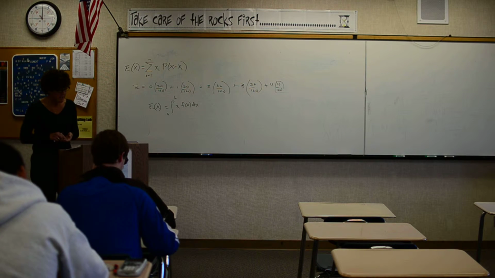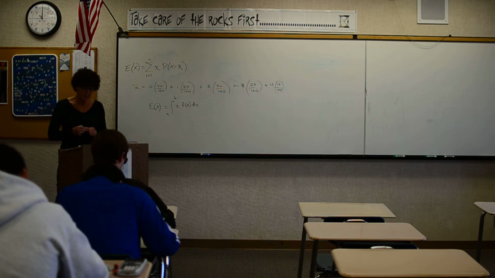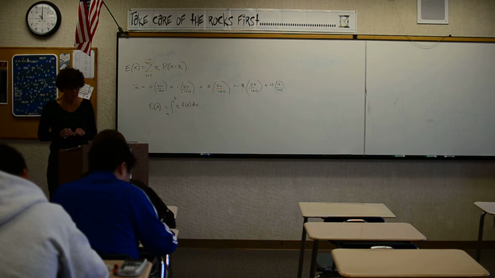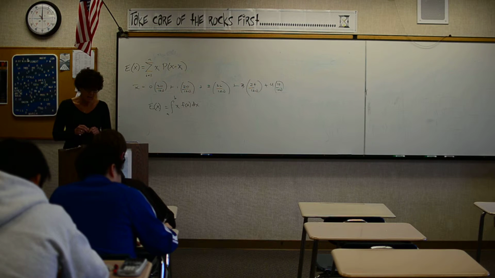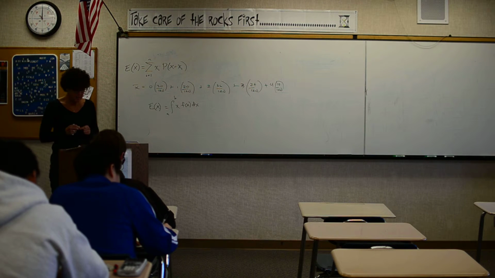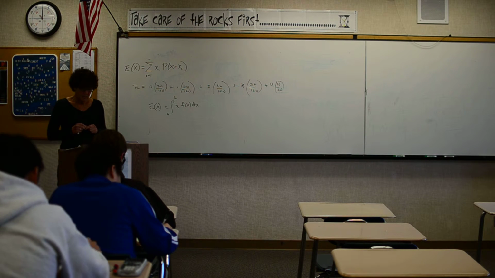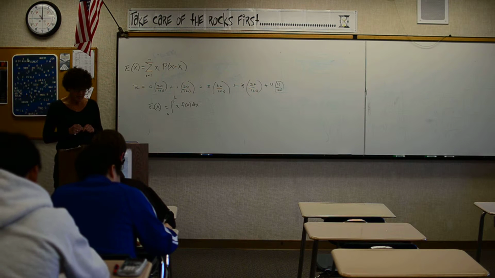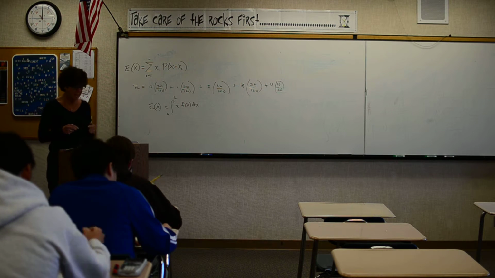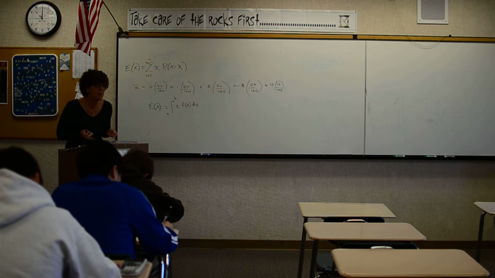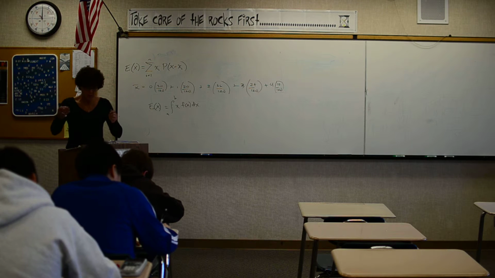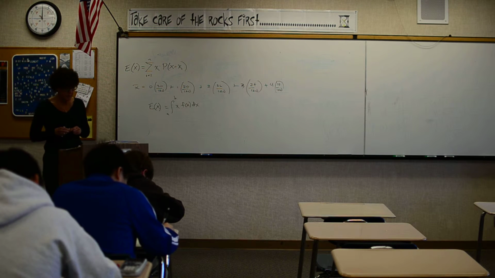The variance is the integral from a to b of (x minus the expected value) squared times f of x dx. The median of x is the value x equals c, such that c is between a and b, and the integral from a to c of f of x dx is 1/2. That would be the median, right?